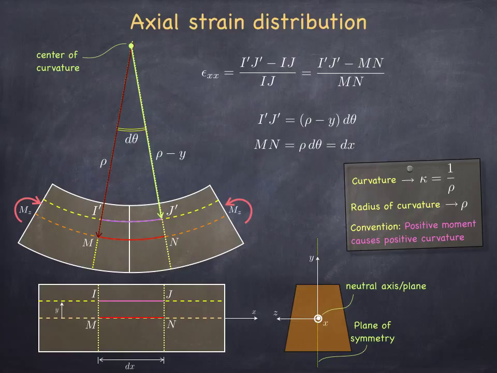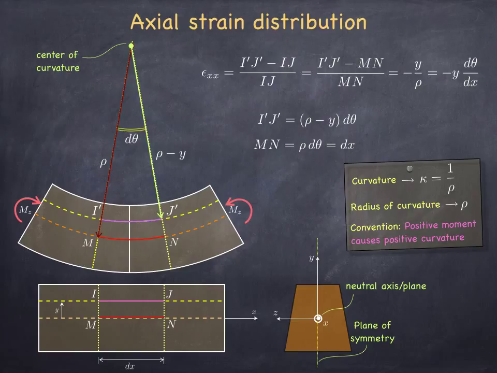Now we can make some substitutions of these facts into the equation above for epsilon xx, and observe that epsilon xx must be equal to minus y over rho. At the same time, because 1 over rho is d theta dx from the second equation for MN below, epsilon xx is equal to minus y times d theta dx.